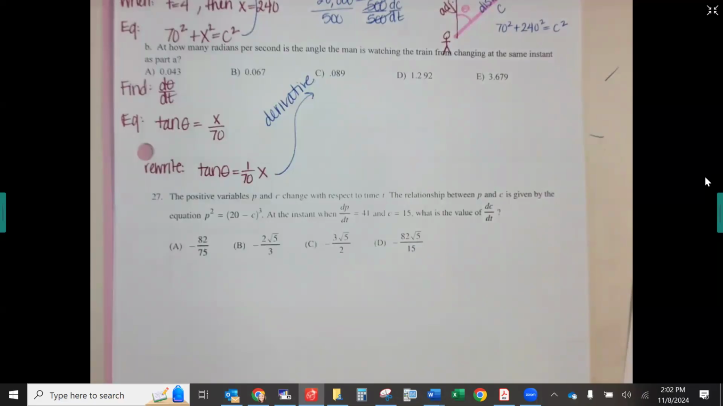So when I take the derivative, I'll do 1 times 1 over 70, and then I'll power my x down to 0. So that's your left side. So what's the derivative of 1 over 70?